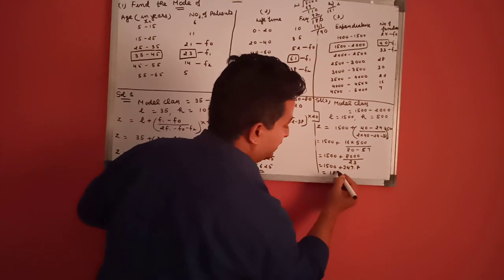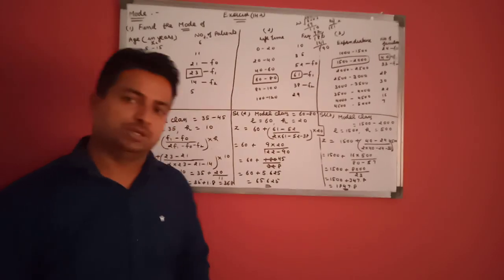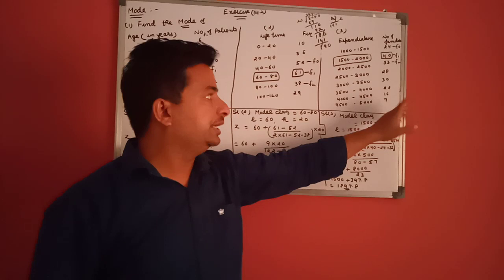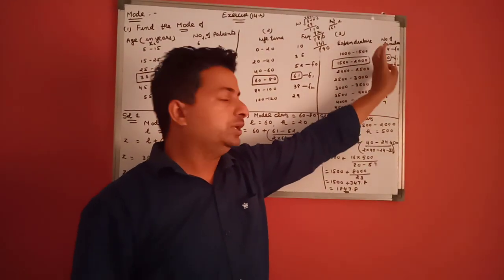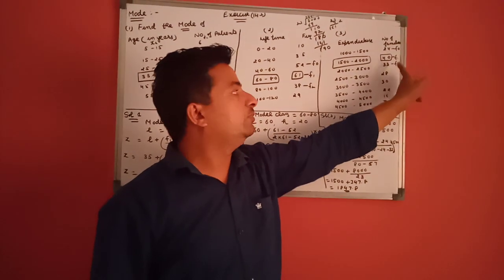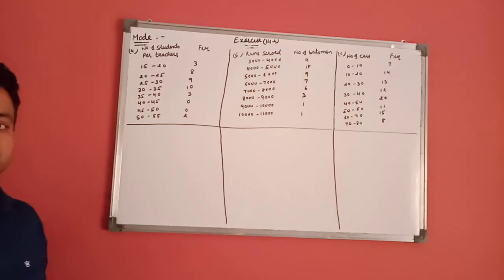So we get 1847.8. This is the mode of this question. This is the simplest way. First we find in the frequency table the largest value, denote this value as f1, above this is f0, below this is f2, and this is the modal class.